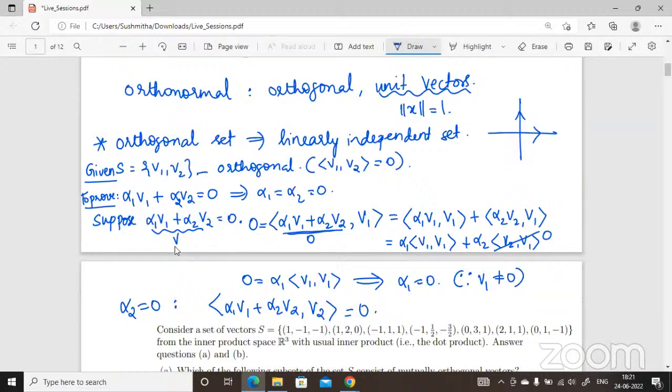Okay. So someone had asked about the converse. Is every linearly independent set orthogonal? Is it true or false? It is false, madam. It is not always possible. Can you give an example?